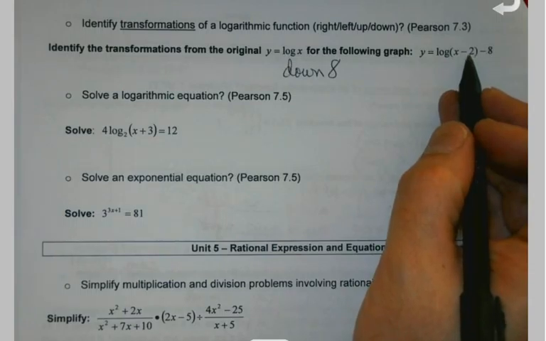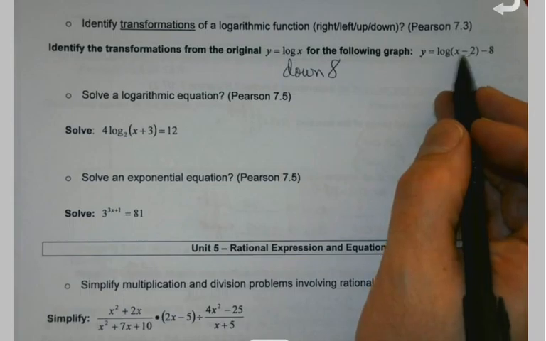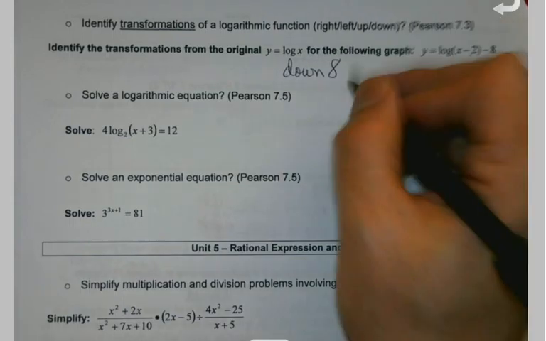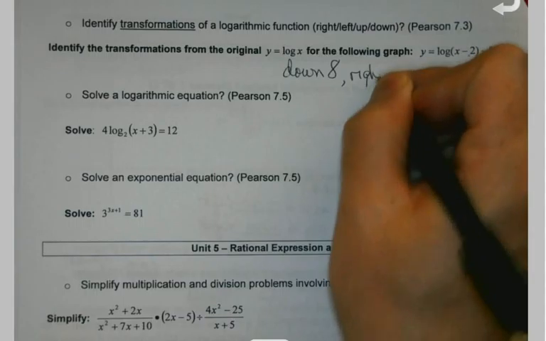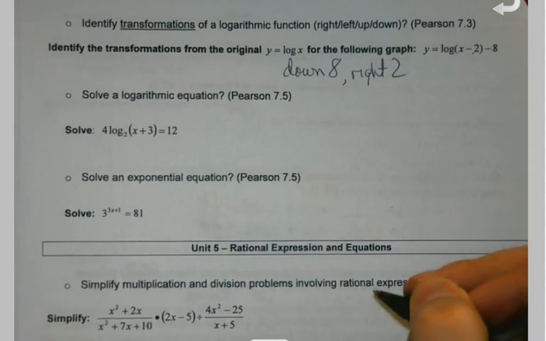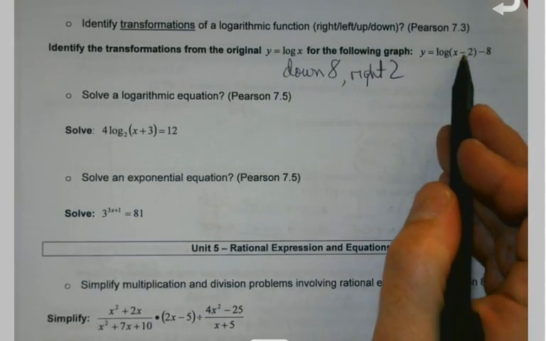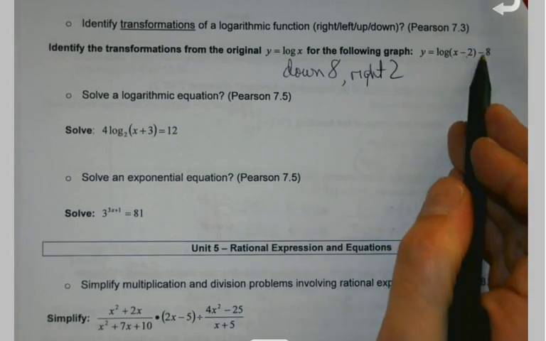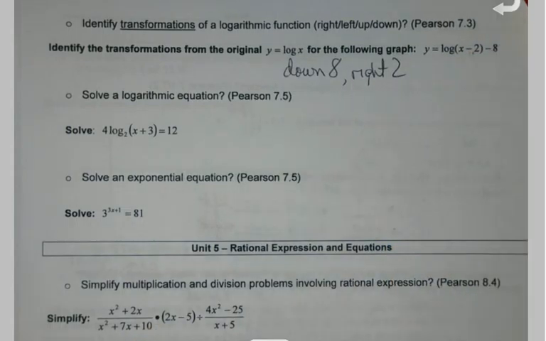Now, your instinct would tell you negative should be left, but it's not that. Because the actual form is x minus h, the opposite of this. The opposite of negative 2 is positive 2, which means we're going right 2. So inside the parentheses, negative is right, positive is left. Outside, negative is down, positive is up. And that's it.